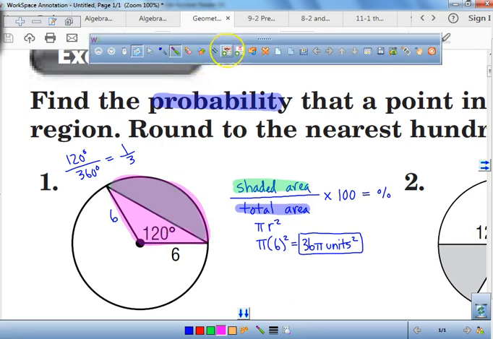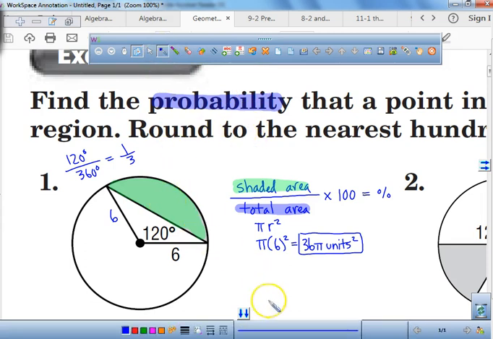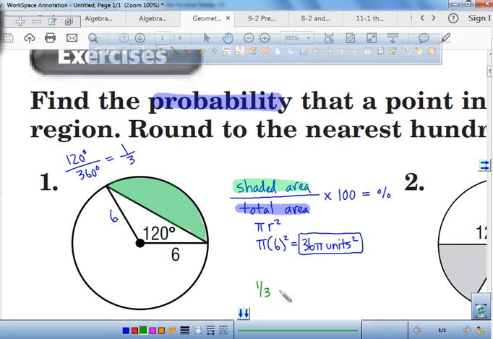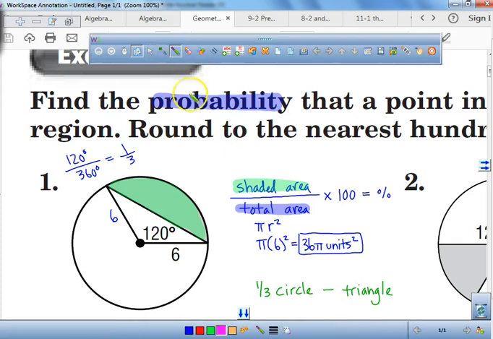All right? We're just trying to find what? Not a third of it, we're trying to find this portion. So in order to find this shaded area, we're going to have to take a third of the circle, and we're going to have to take away the area of one triangle. And if we can find the area of a third of a circle and take away the area of one triangle, what is that going to give us? That is going to give us the area of the shaded region.